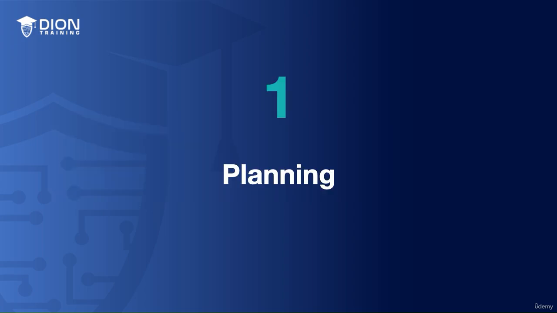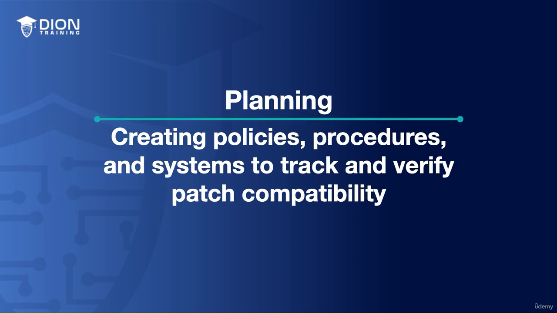Now, step 1 is planning. Planning consists of creating policies, procedures, and systems to track the available patches and updates, and then having a method in place to verify that they're compatible with your systems. Planning is also used to determine how you're going to test and deploy each of those patches before you install them.